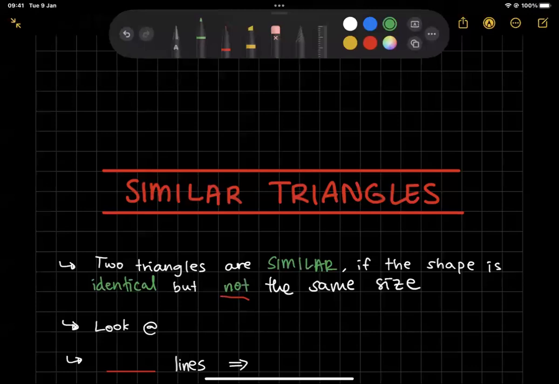Now, what we're looking for in a similar triangle is with its sides. Each side of that triangle must be proportioned to the other. So we're looking at proportion, we're looking at scale, right? So let's just write that down. Each triangle must be proportioned to the other.